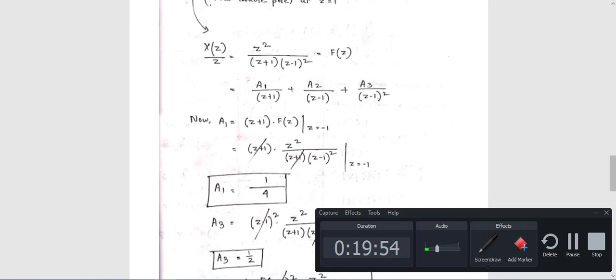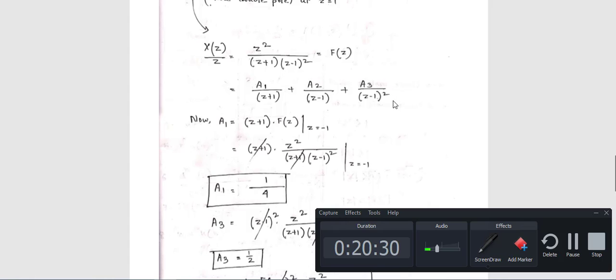Now if you apply the partial fraction method, this function can be written as a1 by first factor. That means again you have to choose some variable, so you can choose a1, a2, a3, a4, or you can choose like this a, b, c, d, etc. Here I have chosen just a1, a2, a3. So your first factor is a1 by z plus 1 plus a2 by z minus 1 plus a3 by z minus 1 whole square. That means suppose you have 3, here the maximum power is 3 for this factor, that means it will be written like this.